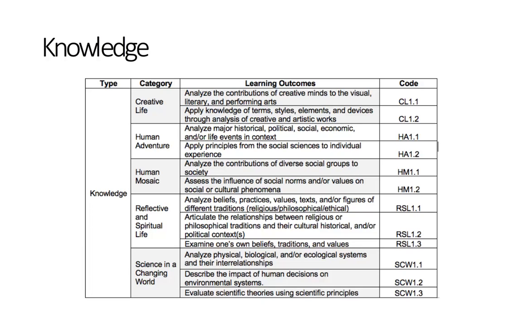The UE student learning outcomes for knowledge were defined through each category of creative life, human adventure, human mosaic, reflective and spiritual life, and science in a changing world. The knowledge specific to the UE program is defined as the student learning outcomes for each of these categories.